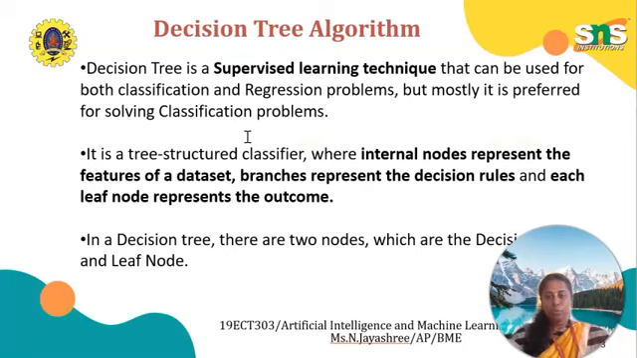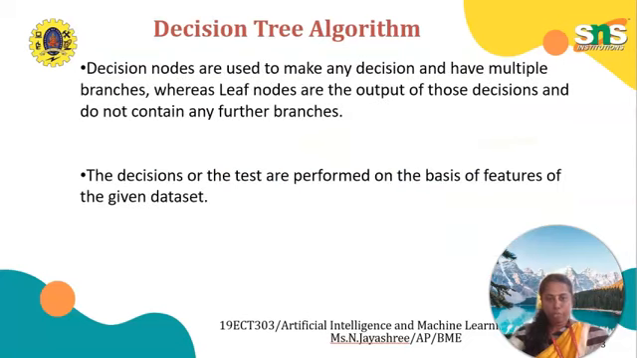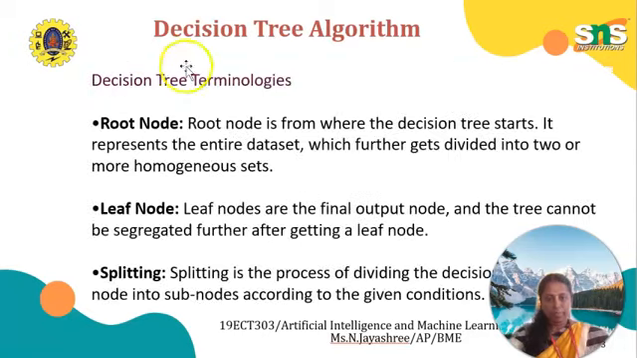In a decision tree, there are two nodes, the decision node and the leaf node. That is what we already saw in this graph. From the root node it forms the decision node, and the decision node again forms the leaf node. Decision nodes are used to make any decisions and have multiple branches, whereas leaf nodes are the output of those decisions and do not contain any further branches. The decisions or the tests are performed on the basis of features of the given data set. So this is the decision tree terminology.